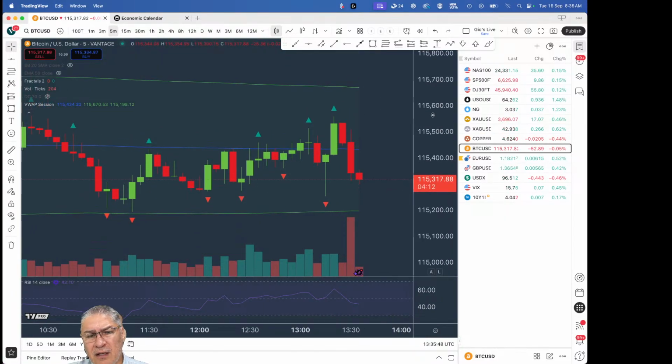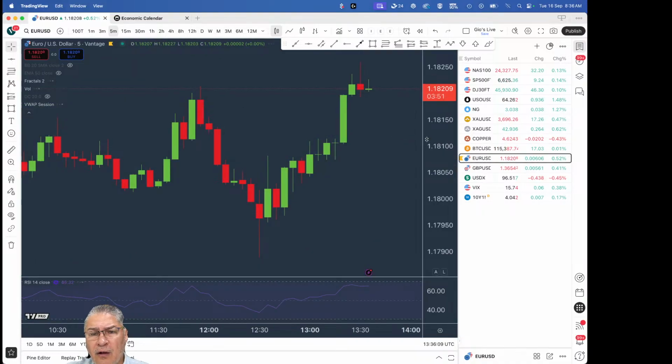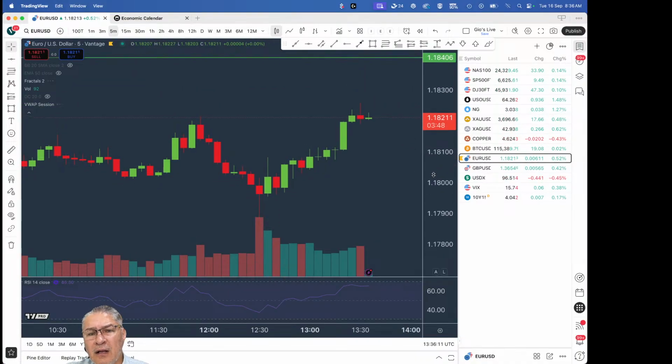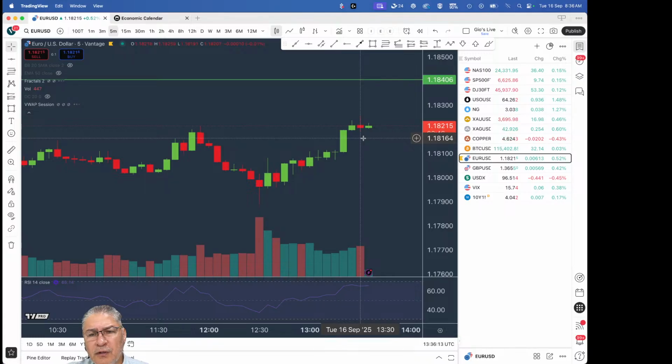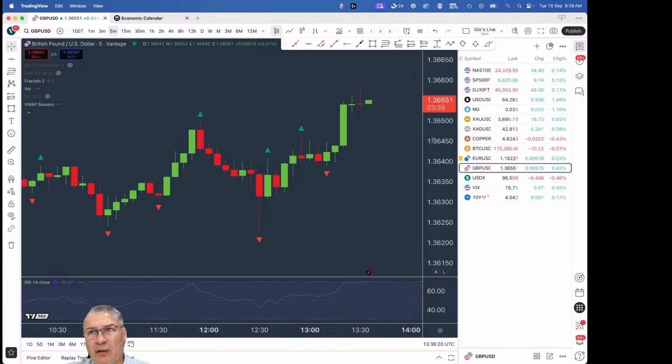Bitcoin, so fluctuating below the VWAP, pushing towards the lower band, and from here I will look to enter long again if we happen to fluctuate stronger and close above the VWAP. Enter on the next candle that closes above the VWAP, enter long. Then we have here the euro continuing to push higher, and the pound as well. All right, cool.